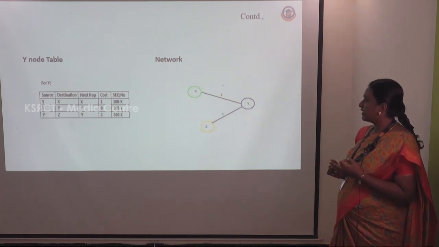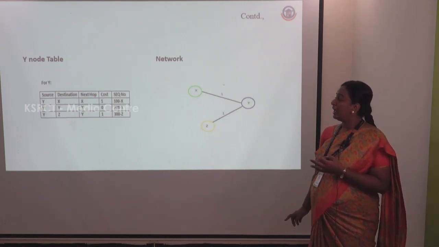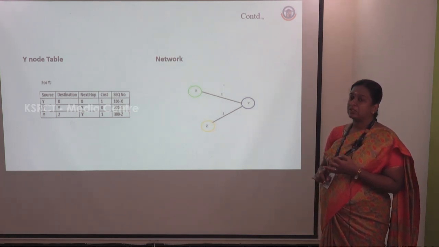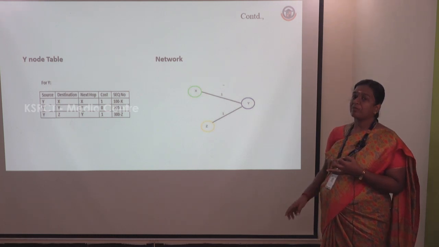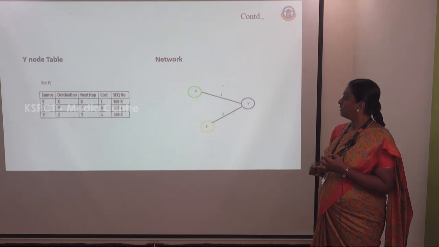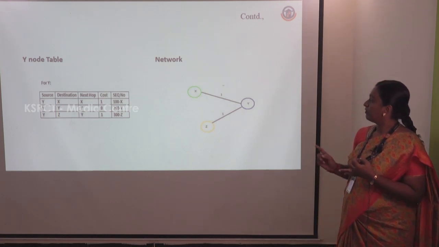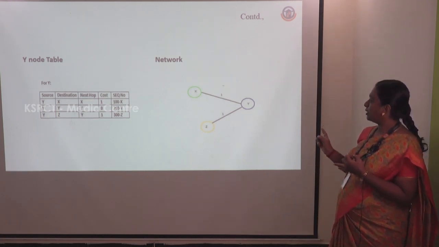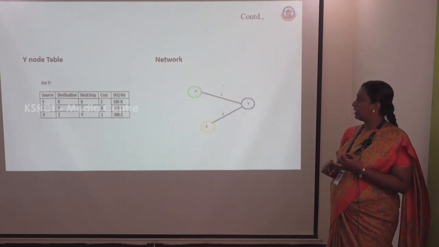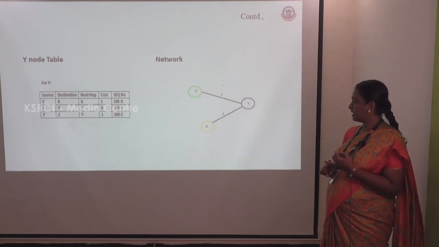Then we consider X to Z. For X to Z, we have the traversal from X to Y and Y to Z. So the intermediate node is Y. The cost of this traversal will be 1 plus 1, which is 2, the next hop is Y, and the destination node is Z.